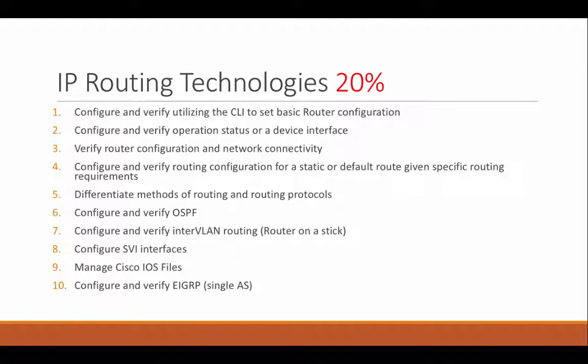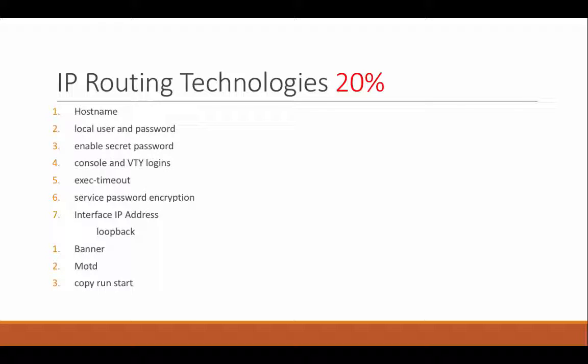We're still in chapter 4 and we're going to be taking a look at some commands that you can execute to do different things on a router. Some of these things you can do on any Cisco device, really, router or switch, but these are primarily going to be based around a router. We're going to be looking at the host name and how to change it, the local user and password, the enable secret password, console and VTY logins, an exec timeout, service password encryption, interface IP address, loopback, banner, MOTD, and copy run start.